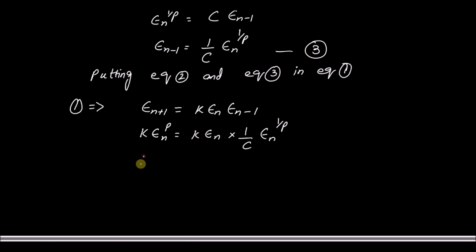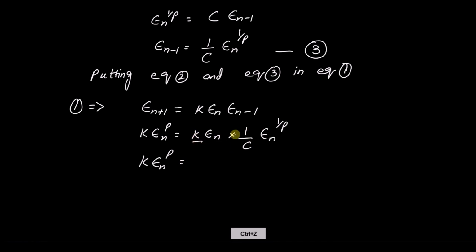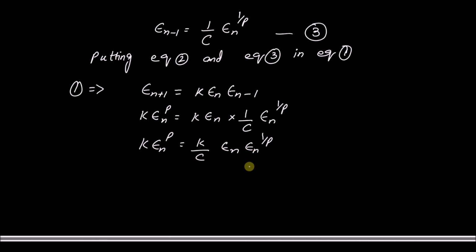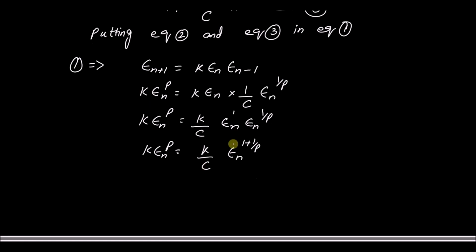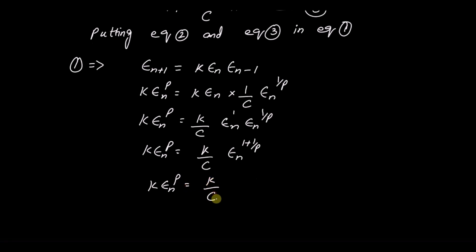After that, we need to simplify it. We have K epsilon n raised to P. This K and this 1 over C are the constant of proportionality, so we are just combining them together. Here we have epsilon n and epsilon n to the power 1 by P. So bases are the same, so powers are going to be added. It becomes K over C epsilon n to the power 1 plus 1 over P. I'm just going to take the LCM of the powers. So we have epsilon n raised to P equals K by C epsilon n to the power P plus 1 divided by P.